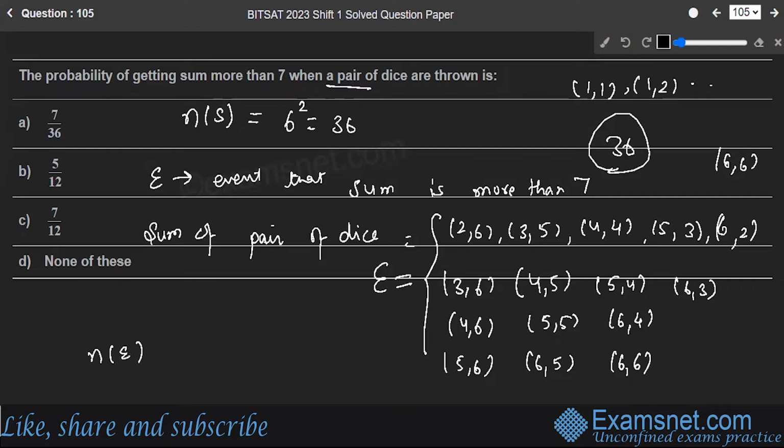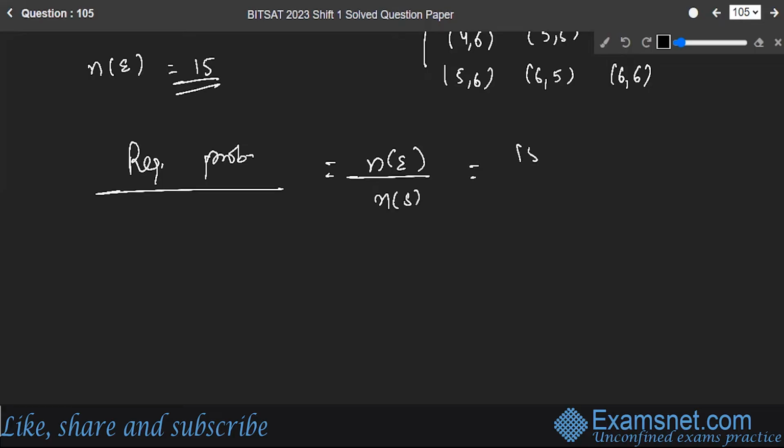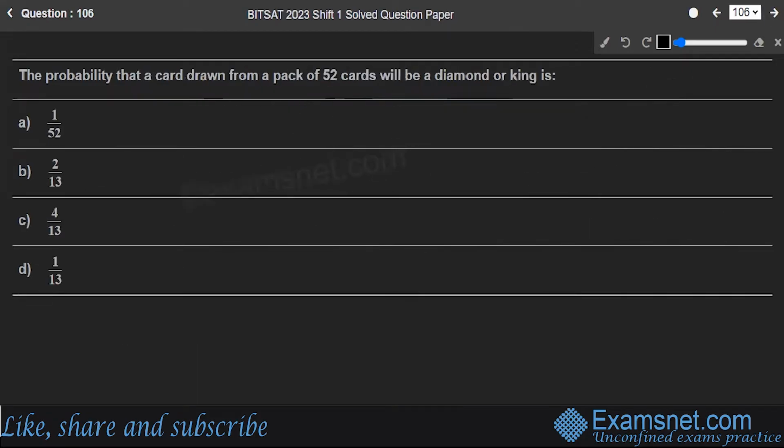So the number of elements that E has is 15. Therefore, the required probability is given by the number of elements of event E divided by the total number of elements, that is equal to 5 by 12. All right. So you have option B as the correct answer. Hope you understood that. Next is question number 106.